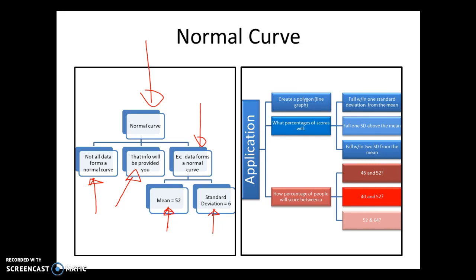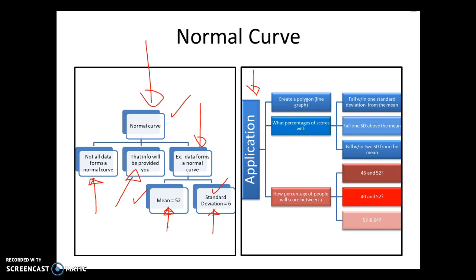So you have three things that need to be provided for you. They have to tell you that the information does form a normal curve, and then they have to give you the mean and the standard deviation. Okay? Very few exceptions to that, but for the most part, let's stick with that for now. Okay, what will you need to do with this information? The application part. What are some of the most likely ways that they would assess how well you understand this?